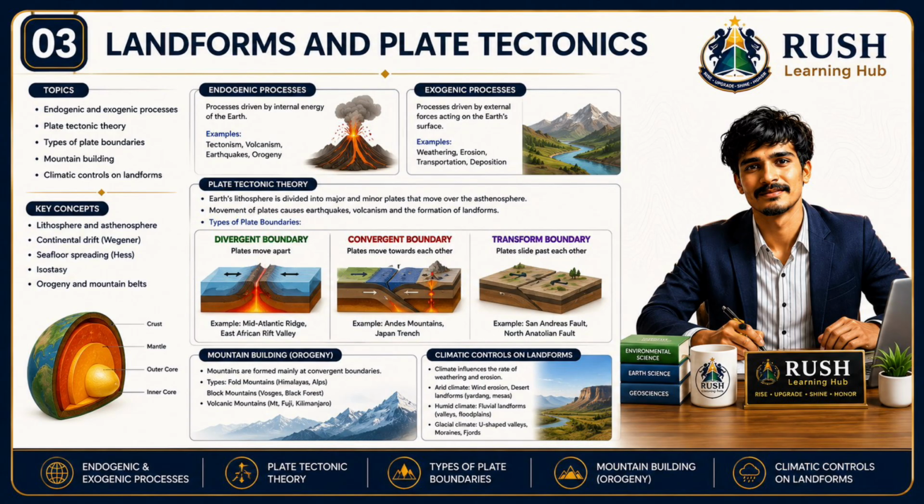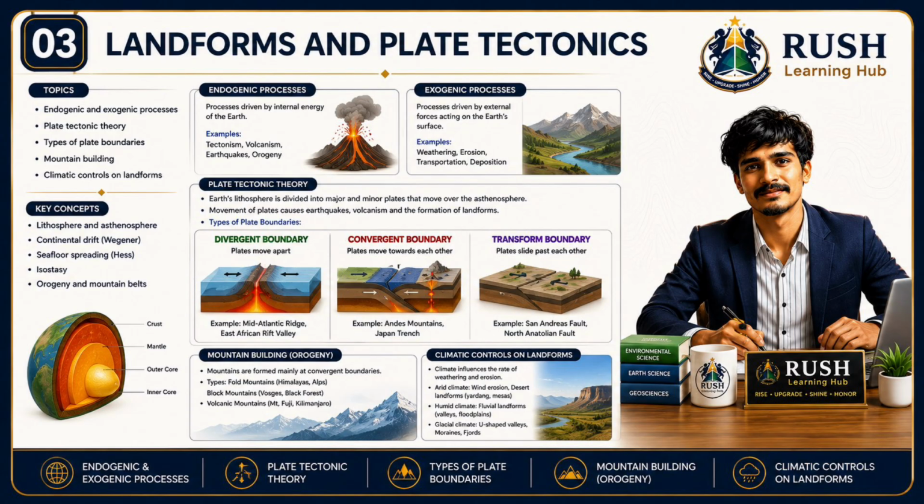Besides tectonic forces, climate also plays an important role in controlling the formation and evolution of landforms. In arid regions, wind erosion produces desert landforms such as sand dunes and yardangs. In humid regions, rivers are the dominant agents and form valleys, floodplains, and deltas. In glacial regions, moving ice creates characteristic features such as U-shaped valleys, cirques, moraines, and fjords. Thus, climate significantly influences the rate of weathering, erosion, transportation, and deposition, ultimately controlling landscape development.